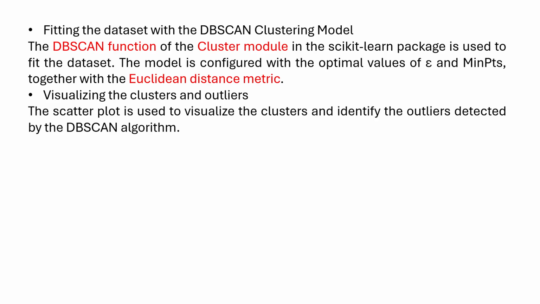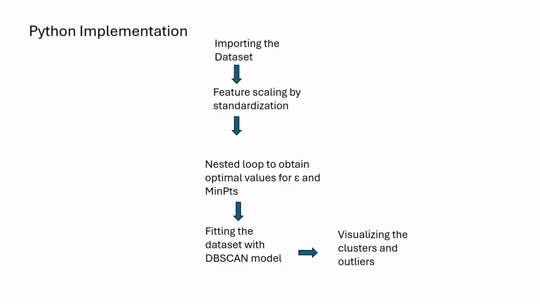Finally, the optimal DBSCAN model is fitted to the data using the DBSCAN function of the cluster module in the scikit-learn package. The model is configured with the optimal values of epsilon and min points together with the Euclidean distance metric. The resulting clusters and detected outliers are visualized using the scatter plot. The flowchart summarizes the main steps involved in implementing DBSCAN in Python.